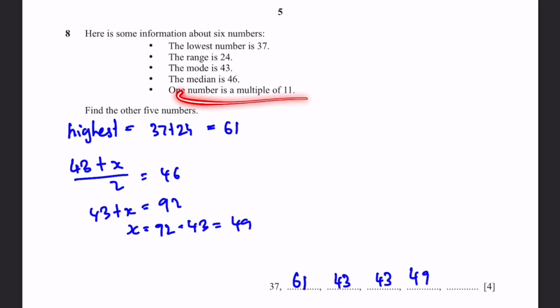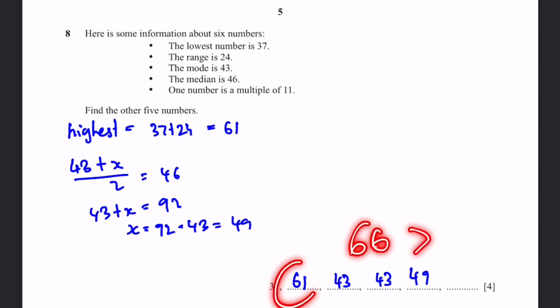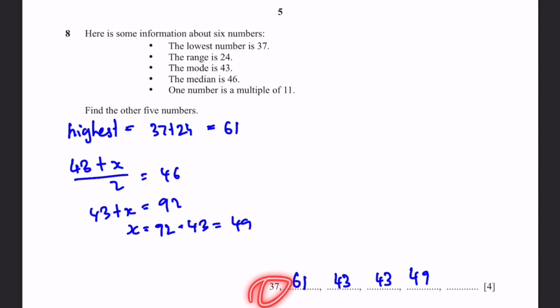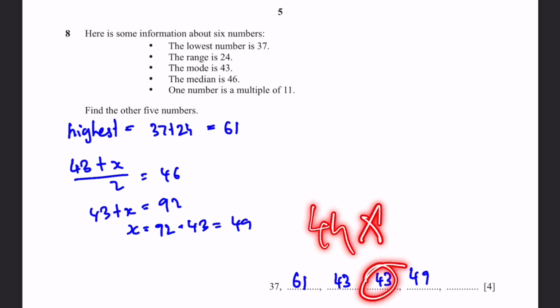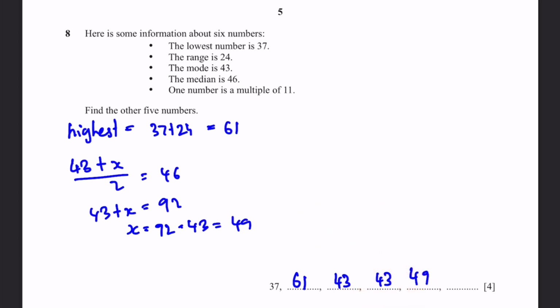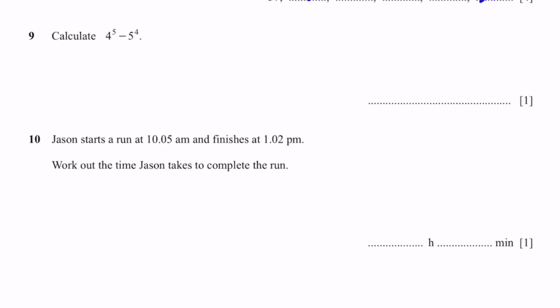And now one number is a multiple of 11. Cannot be 33, or it cannot be less than 33. Cannot be 66 or greater, because 61 is the highest. 37 is the lowest as well. And cannot be 44, because 43 and 49 are the third and fourth. So it can only be 55. That's the answer.